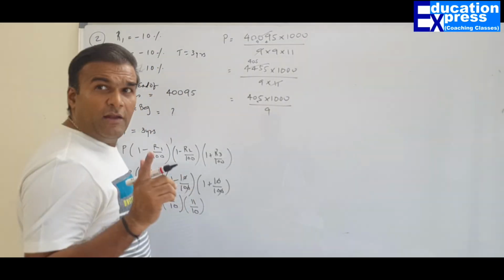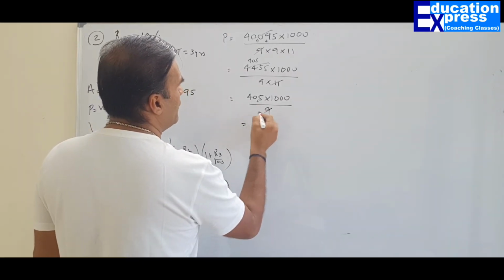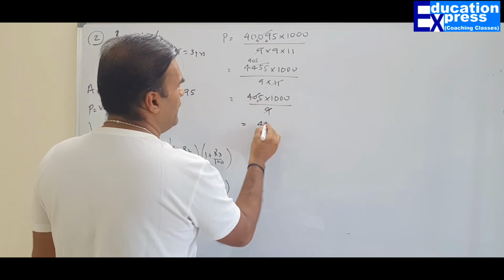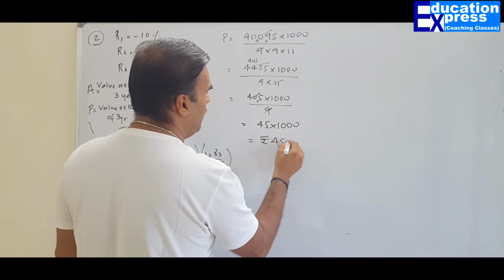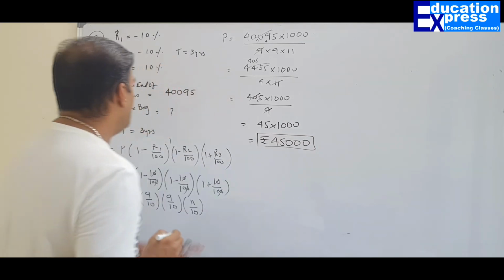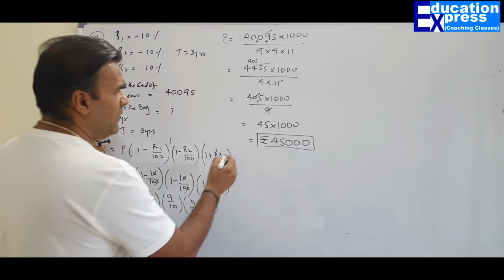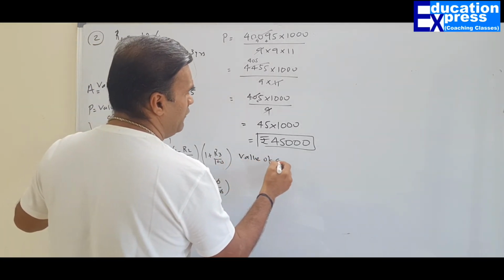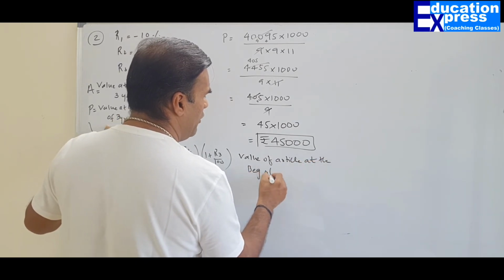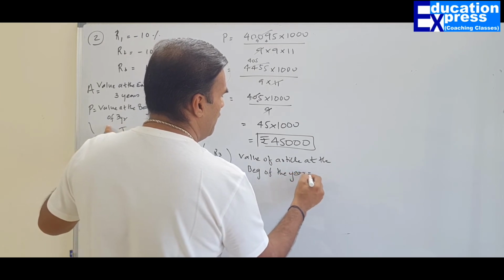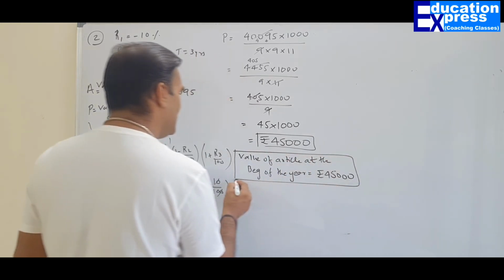Dividing further, 9 5s are 45, so 45 into 1000, that gives you rupees 45,000. What is the question asked? Find the value of the article at the beginning of the year. Therefore, the value of the article at the beginning of the year would be rupees 45,000. This is your answer.